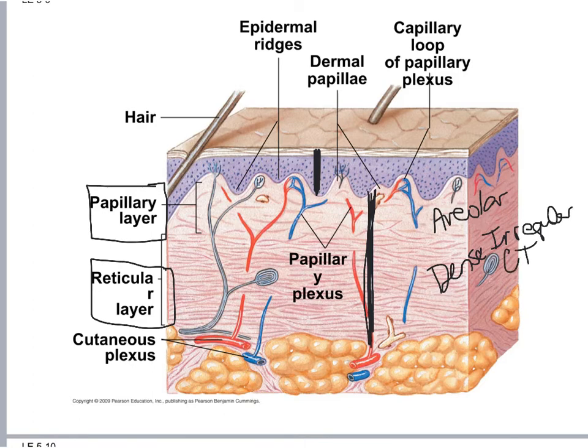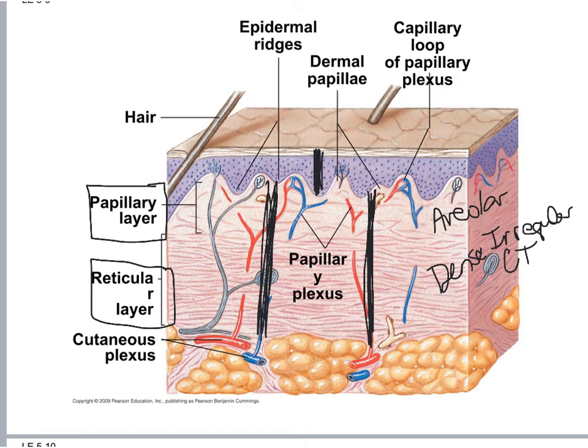So do you remember when we were talking about those membranes, we said a membrane is a layer of epithelium and a layer of connective tissue, right? So that's cutaneous membrane is the epidermis, which is epithelial tissue, and the dermis, which is connective tissue. That's why we call it a membrane, because it has both epithelial and connective tissue.